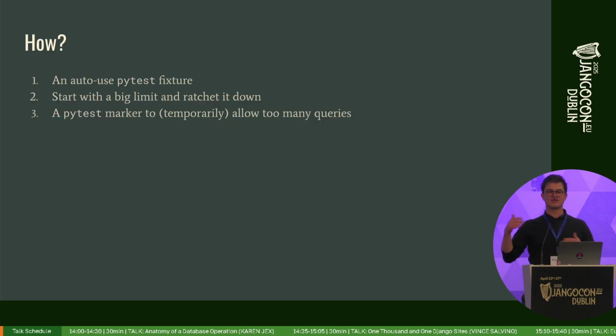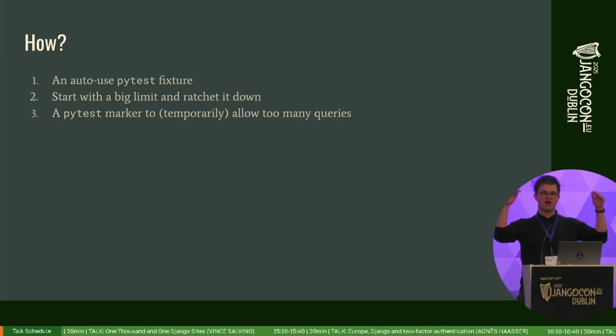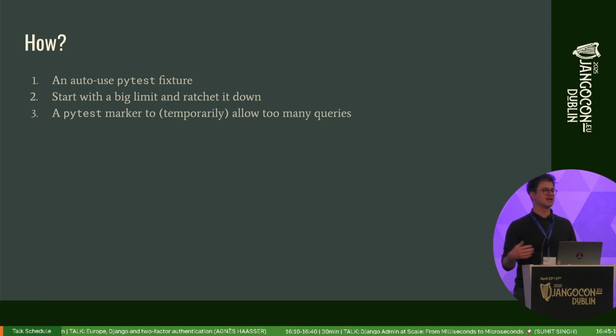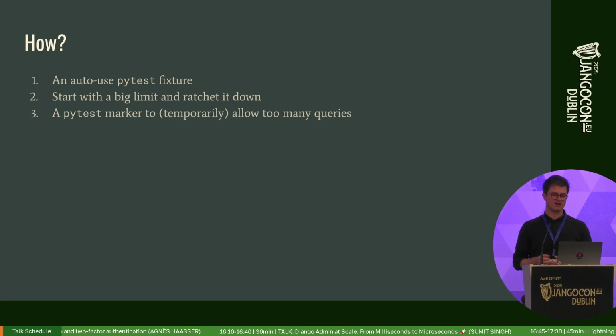We have a bit of code that wraps every test. It's an auto-use pytest fixture that counts the number of database queries done during the test and will raise an error if it's more than some arbitrary ceiling. We set the ceiling very high, and we've been slowly ratcheting it down. Every time we reduce it, we find a bunch of tests that are doing more than the new ceiling, and we have to mark them with a pytest marker to temporarily allow them to do too many queries.